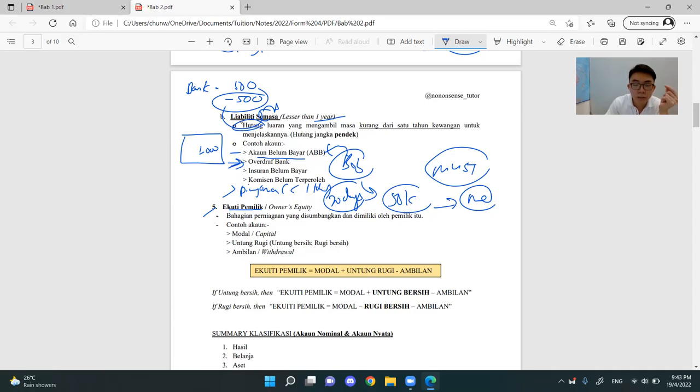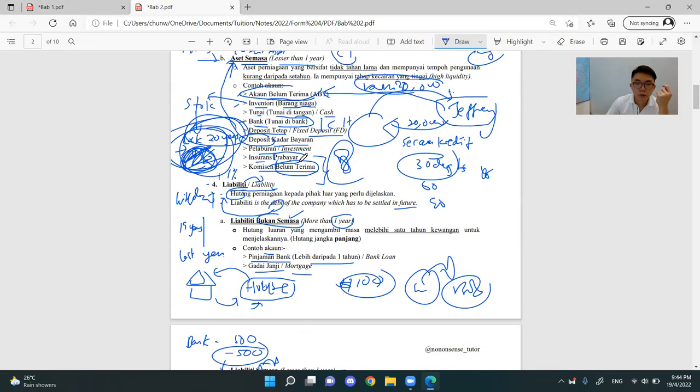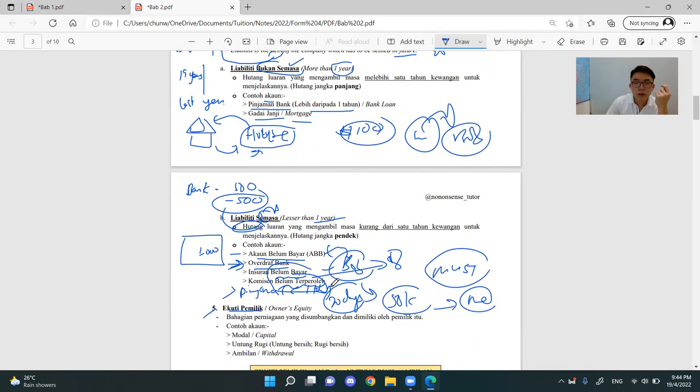So this minus 500 is called the overdraft bank. Now, because it's minus, I jadi hutang bank sekarang. Now I hutang the bank for 500 ringgit. So that is called overdraft bank. Then insurance, when you see belum bayar atau belum terperoleh, this is a keyword for your liability as well. So this same thing will be learned in your bab 8. So belum terima prabayar asset, belum bayar, belum terperoleh will be liability.